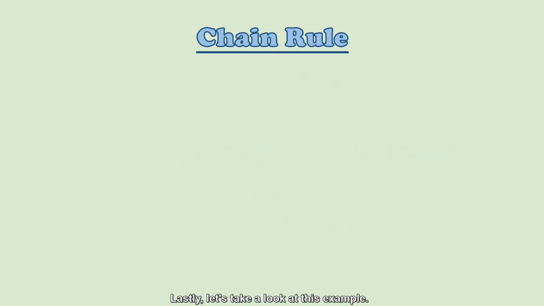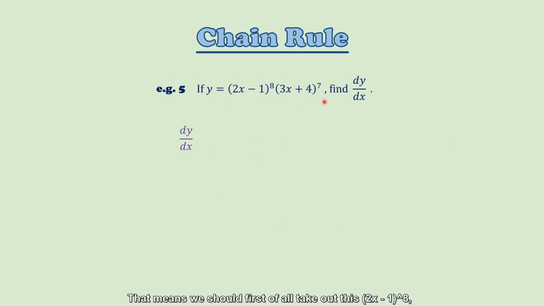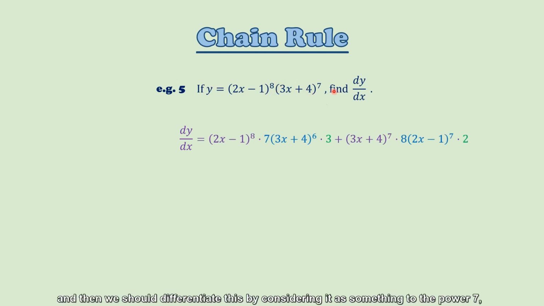Lastly, let's take a look at this example. In this example, in order to do the differentiation, we should apply the product rule. That means we should first of all take out this 2x minus 1 to the power 8, and then we should differentiate this by considering it as something to the power 7, and then we should further differentiate this 3x plus 4 to obtain this 3.